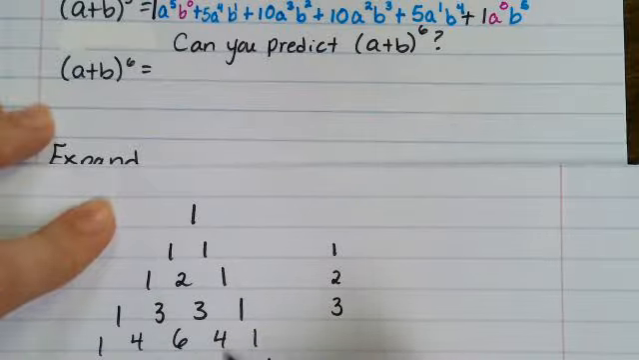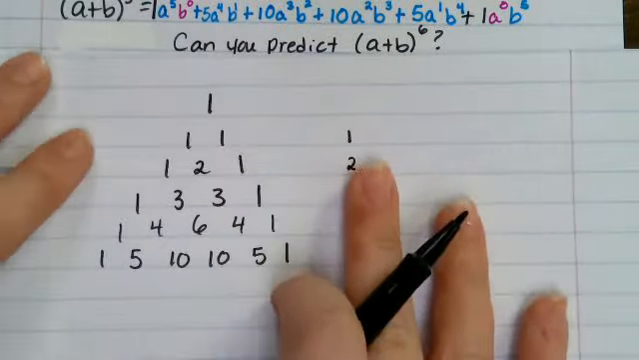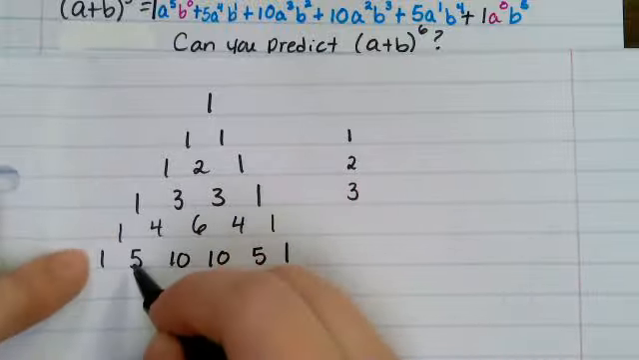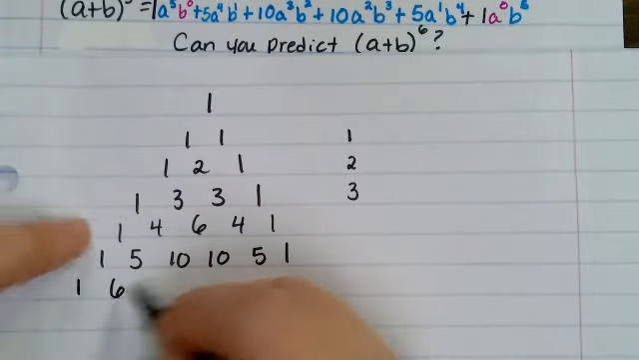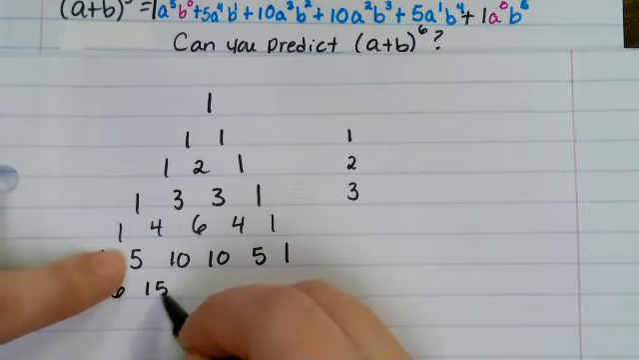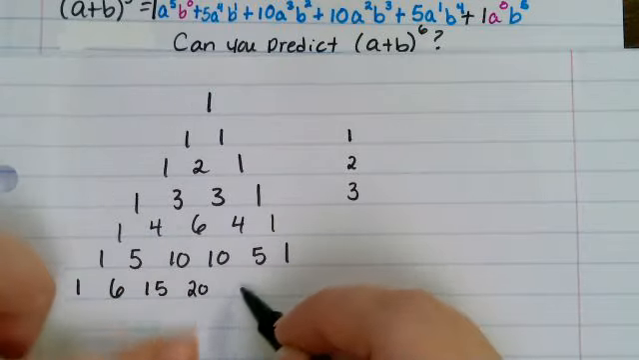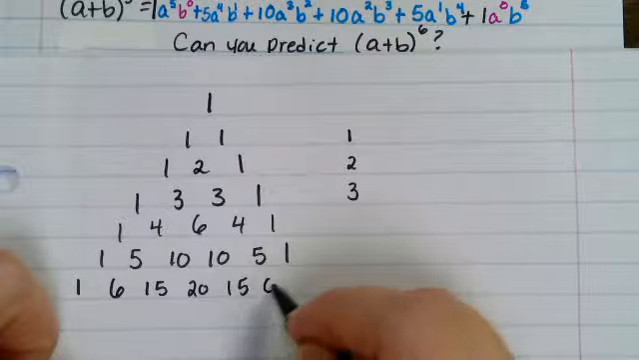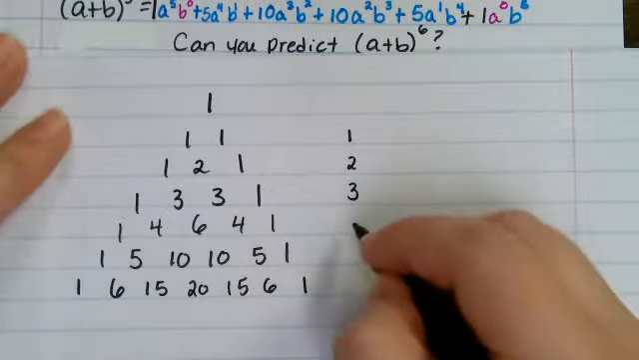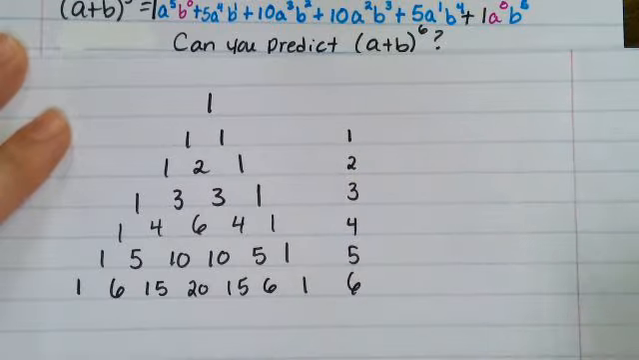So again, I'm just adding the numbers that you're seeing above it. So 1 plus 5 is 6. 5 plus 10 is 15. 10 plus 10 is 20. 10 plus 5, 15. 6, 1. Okay, that's 3rd power, 4th power, 5th power, 6th power.